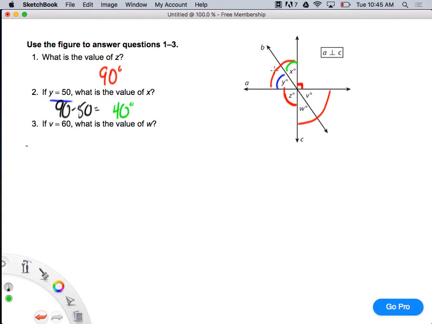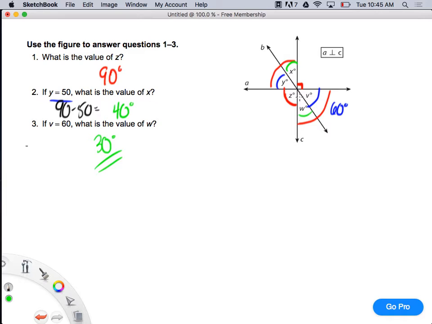And then the weird thing is it basically disregards number 2 and goes on to number 3, pretending that number 2 doesn't exist. And it says v is equal to 60 degrees. Then what would w be? W would be 90 minus 60, which would be 30 degrees.